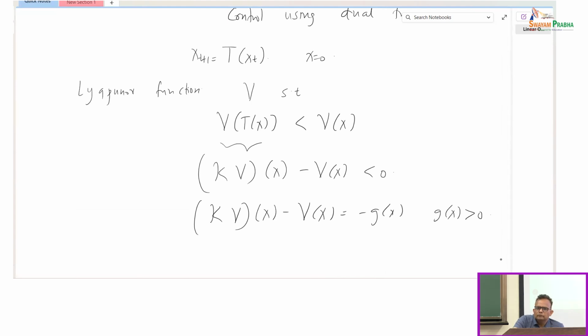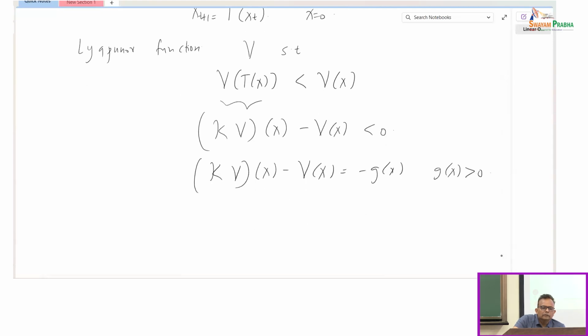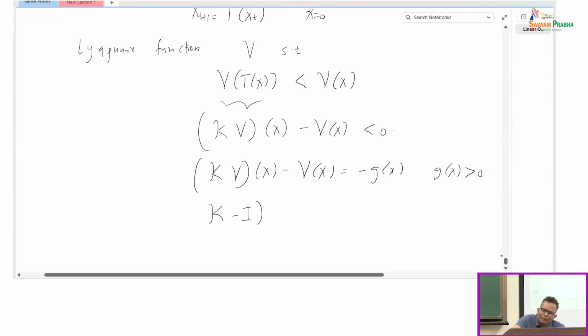Right? Good. And this was the starting point of the whole paper and the discussion. Now you can build on top of it. Now I can rewrite this. Now I can look at this as a linear inequality in the function space. So I can write this as (K minus identity) V(x) equals minus G(x).